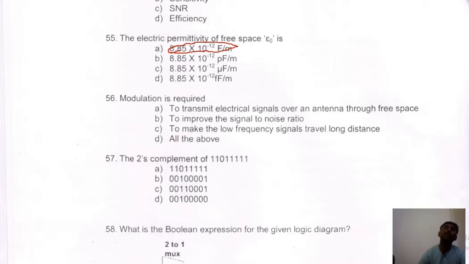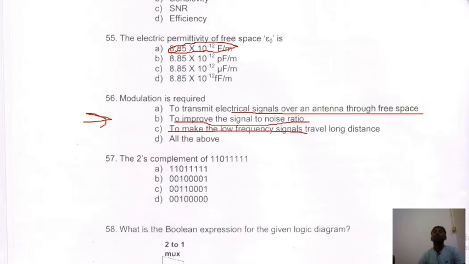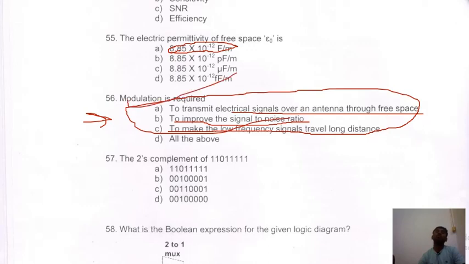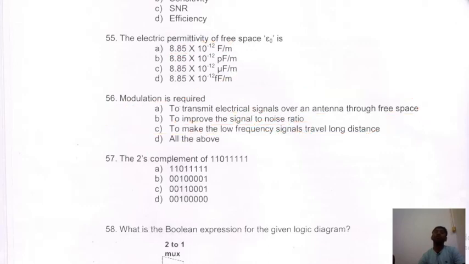Modulation is required. I already discussed this very deeply in the VSEC part 1 question paper of 2016. If after finishing your examination you are going to appear in the HSFC, VSEC or STSSR examinations, go and watch that video also. To transmit an electrical signal over an antenna through free space, to improve the signal to noise ratio, and to make a low frequency signal travel a long distance, all of this requires modulation. That's right, all of the above, answer 56D.